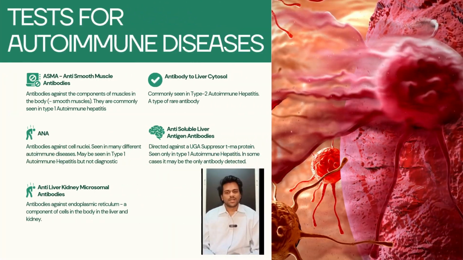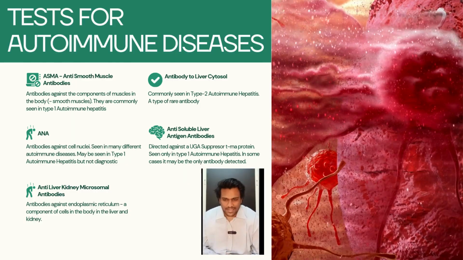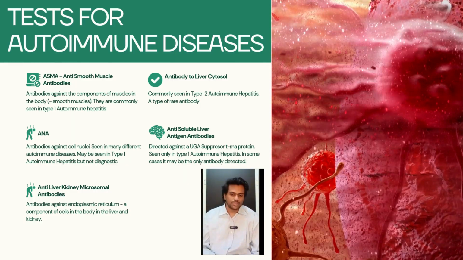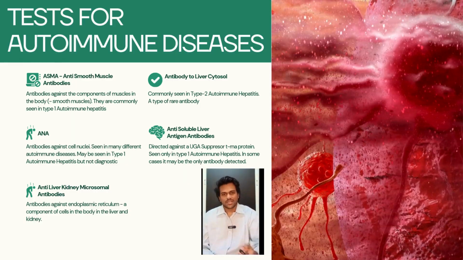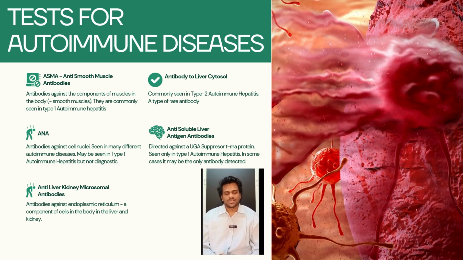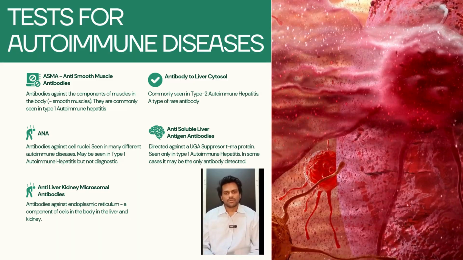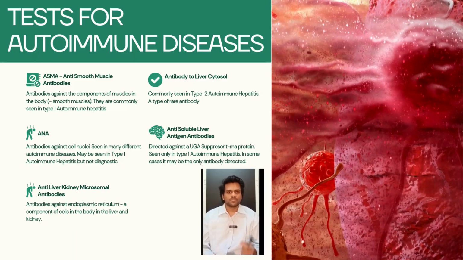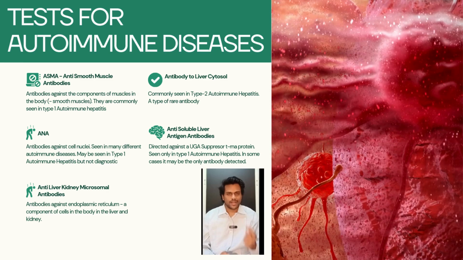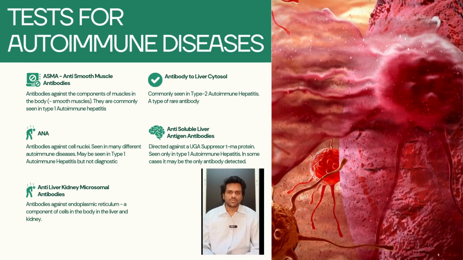The next important group of blood tests is the tests for the autoimmune diseases, which include tests like the anti-smooth muscle antibodies, the anti-nuclear antibodies, and several other tests which I've included on this page. Now, all these tests are focused towards specific proteins or antibodies. What happens in autoimmune liver diseases is that your body begins to make proteins or antibodies that attack the liver itself.